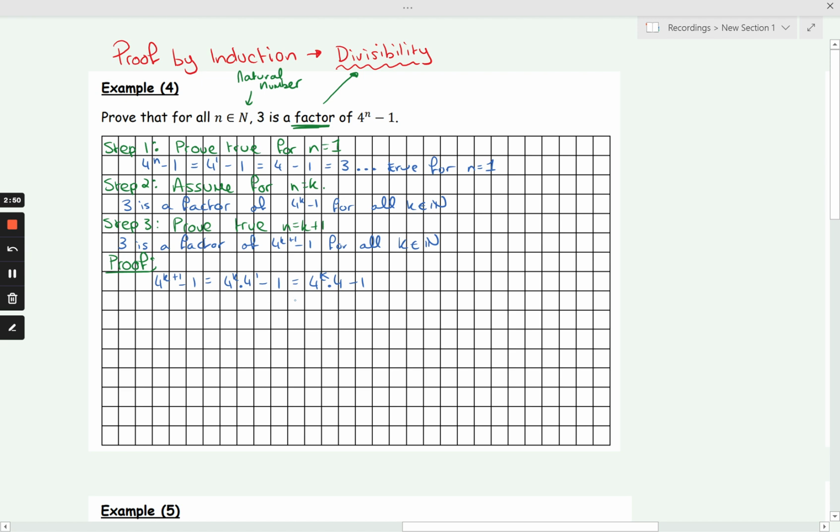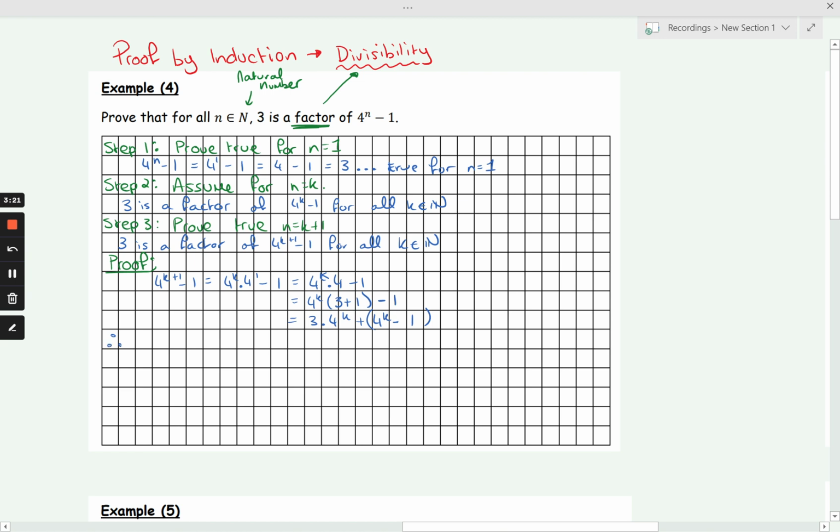Now the trick here is instead of 4, I'm going to sub in 3 plus 1, minus 1, because I haven't changed the actual value, because 3 plus 1 is still 4. And then I'm going to multiply 4 to the power of k by each one. So 4 to the power of k times 3 gives me 3 times 4 to the power of k. 4 to the power of k times 1 gives me 4 to the power of k, minus 1, which I'm going to put in brackets because this matches what I had in my assumption up here.